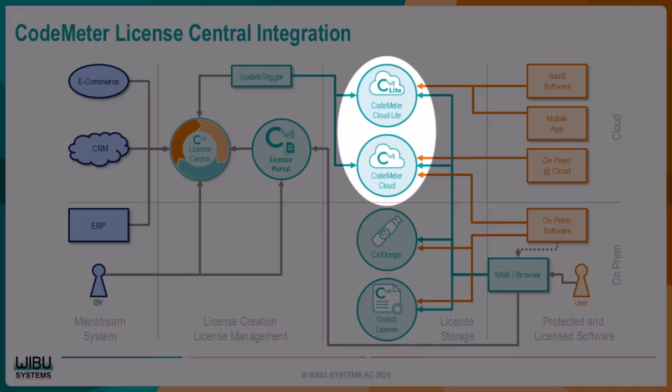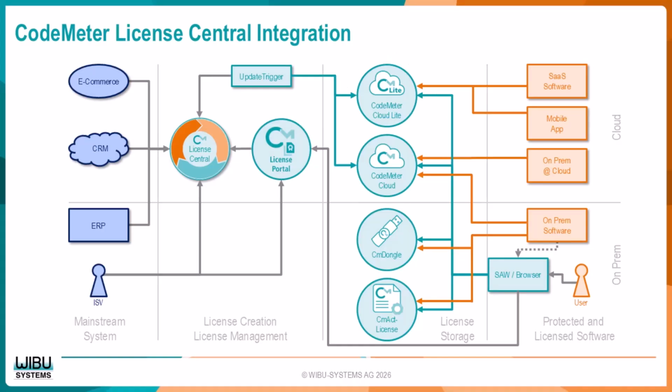And finally, we introduced our new cloud containers, which are available in two variants. The first is CodeMeter Cloud Lite, a REST API that enables licensing, for example, for software as a service applications. The second is the full CodeMeter Cloud solution, which provides the complete feature set, including encryption, decryption, signature creation, and signature verification. This makes it fully compatible with the functionality you already know from CM dongles and software-based licenses. This short introduction will show you how easy it is to work with these cloud licenses.